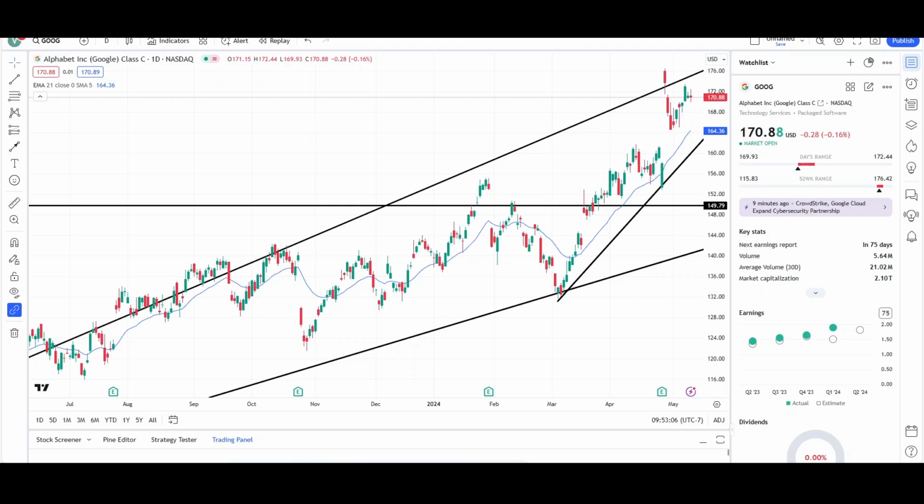Ticker symbol GOOG. I will first be going over what I see on the daily chart and finish the video off with the weekly chart. This video is for entertainment purposes only. Please trade at your own risk.